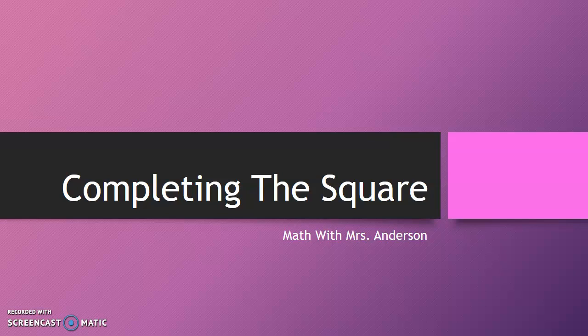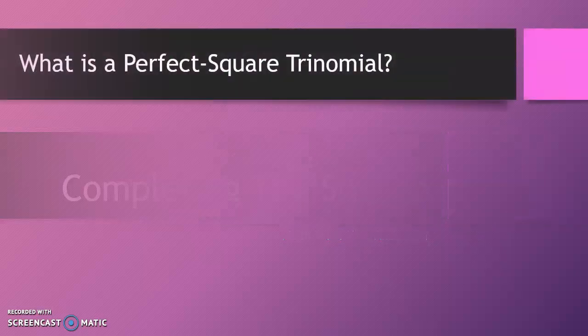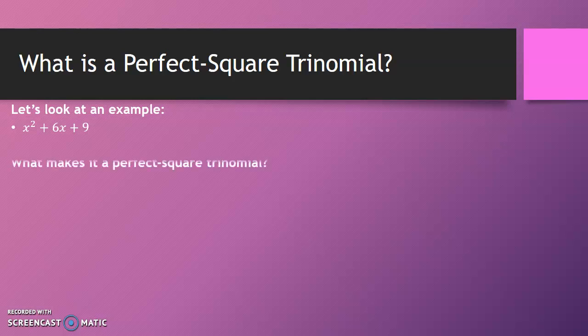This is Mrs. Anderson and today I'm going to walk through how you can complete the square. First, I want to go over with you guys what a perfect square trinomial is, because this kind of makes up the whole idea behind completing the square. So let's take a look at an example. If I have x squared plus 6x plus 9, I'm going to show you guys how you can rewrite this so that it's in a perfect square trinomial form.